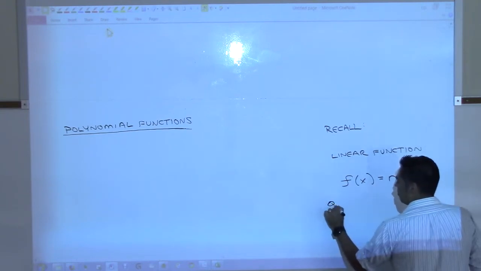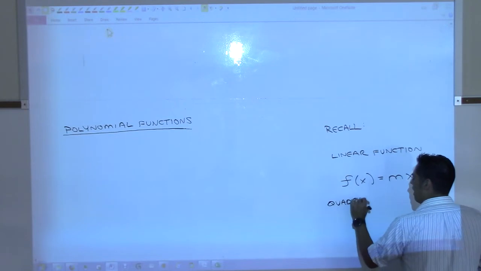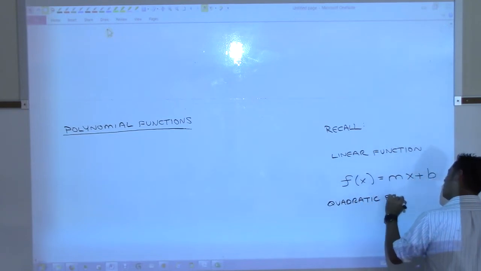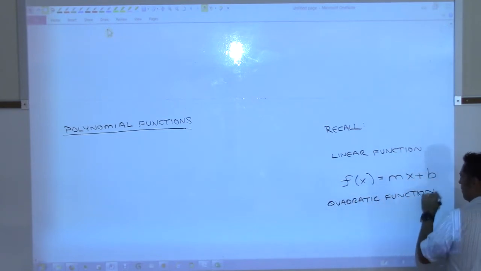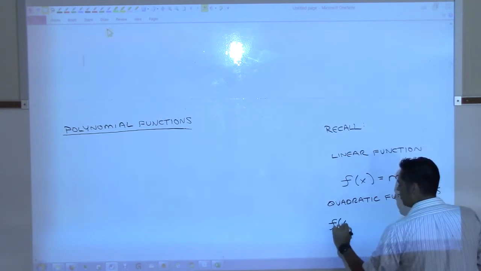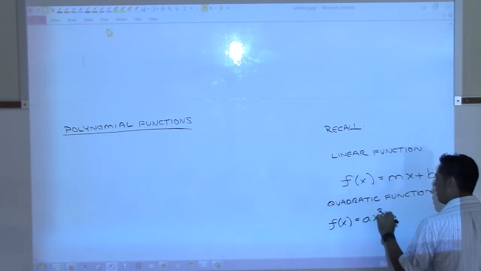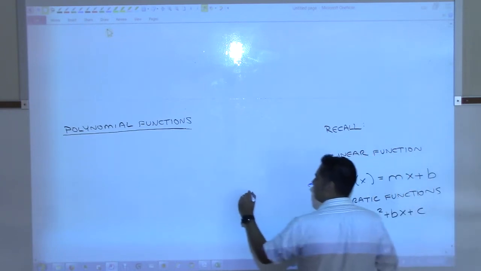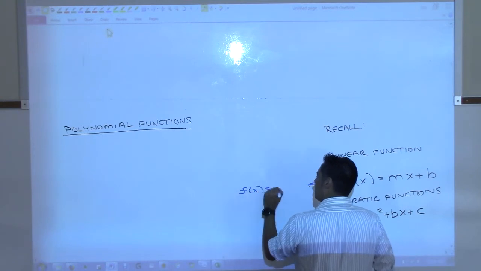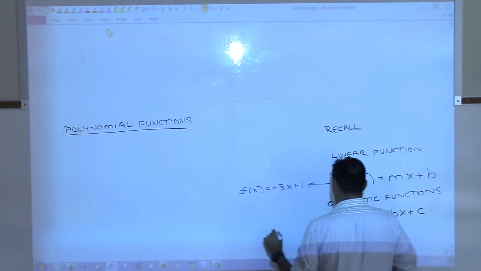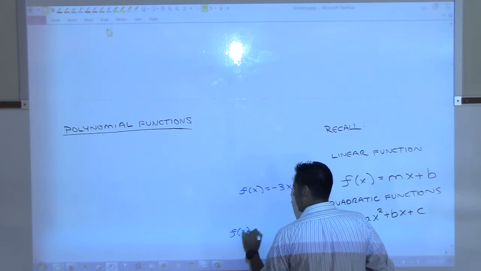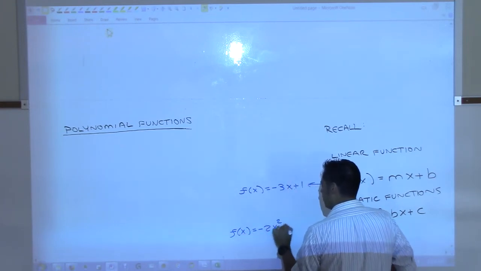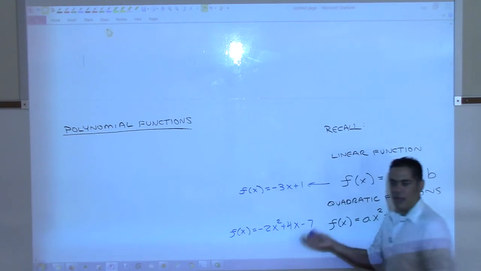Then after that, we started talking about quadratic functions, and that's what the last test was about. A lot of the test was quadratic functions, and those look like this: f of x equals ax squared plus bx plus c. Next to each of these, I'll give you a specific example. For the linear one, a specific example would be something like f of x equals negative 3x plus 1. And for the quadratic, f of x equals negative 2x squared plus 4x minus 7, something like that.